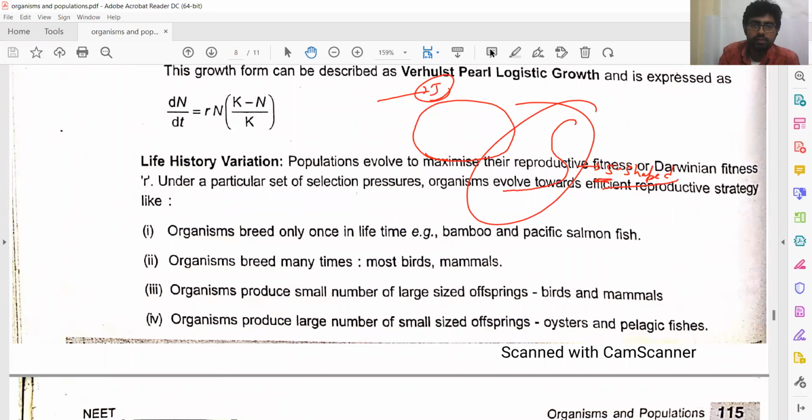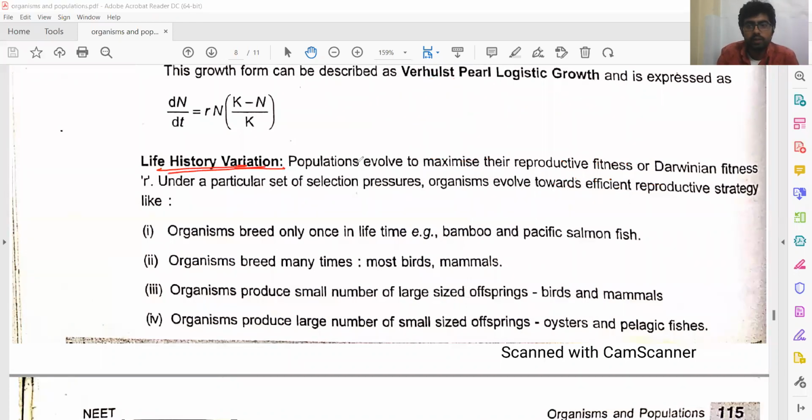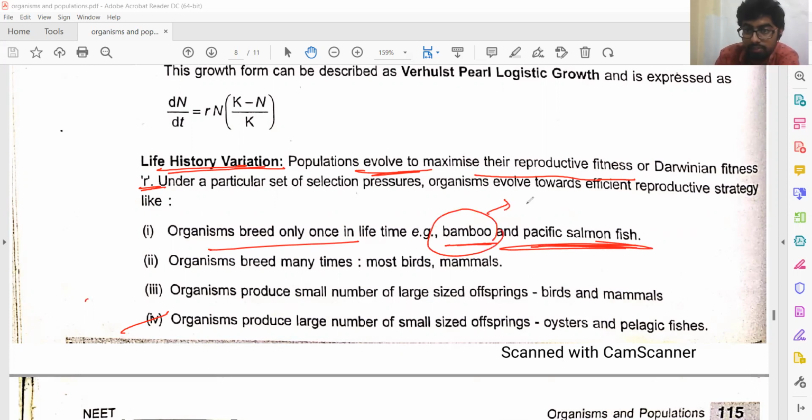Now again, the last topic for today's class. What is r? Populations evolve to maximize their reproductive fitness. So why do populations evolve? Populations evolve to make changes which in turn lead to maximized reproductive fitness. And for organisms that breed only once, you need to learn only bamboo and Pacific salmon fish. Yes, bamboo you studied in chapter 1, no?